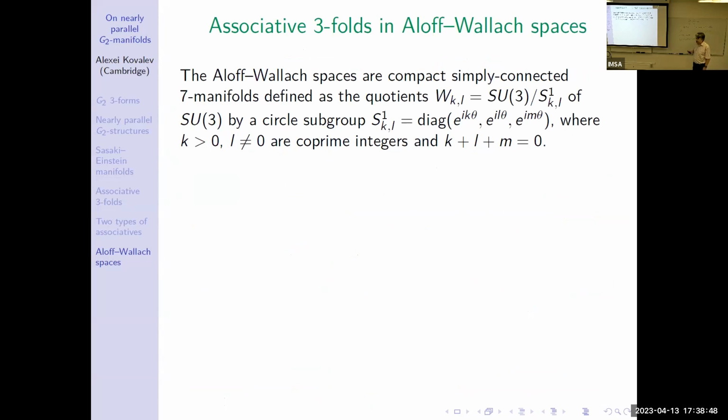We start from SU3 and take a quotient by a particular embedding of a circle subgroup. We just take diagonal e to the i k theta, e to the i l theta, and then m is of course determined so that the determinant will be 1. So there are two independent integer parameters in the choice of this space. We ask that the two are coprime integers, and one of them has to be positive, that's not a loss of generality, and the other one will have to be nonzero.